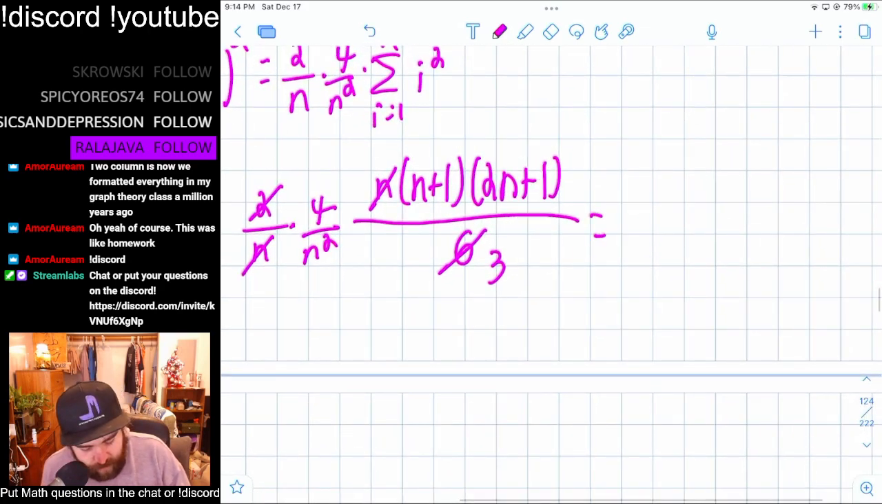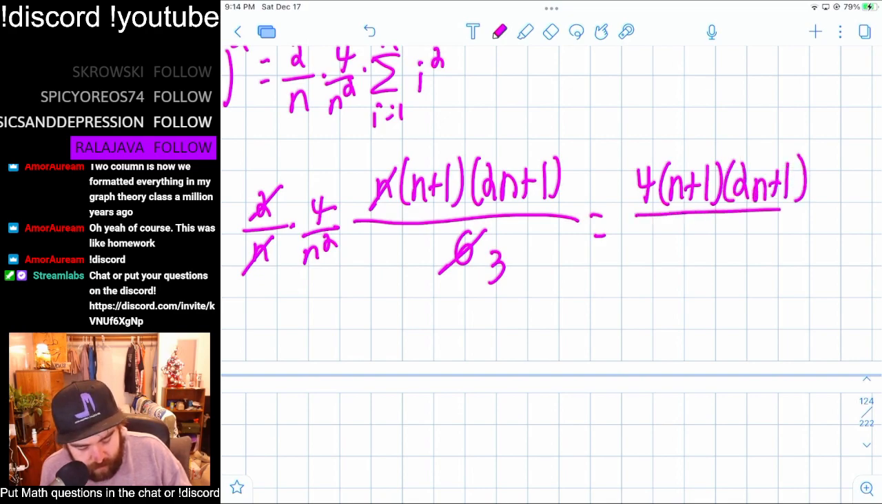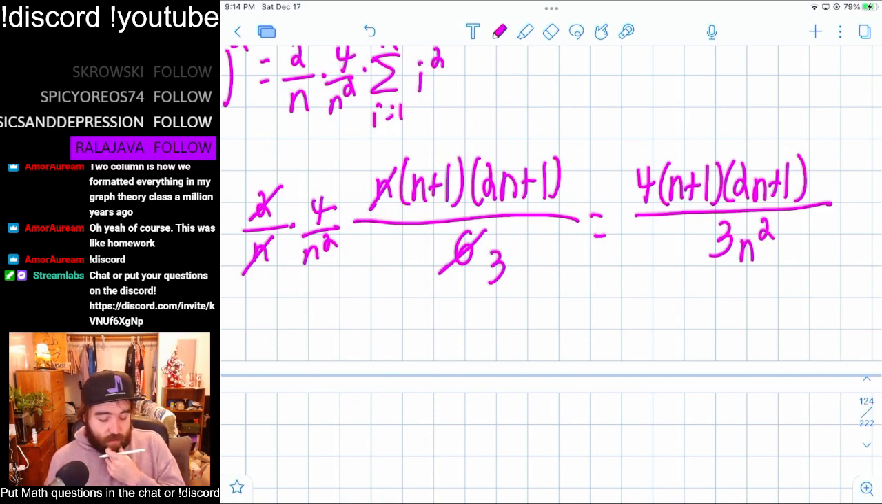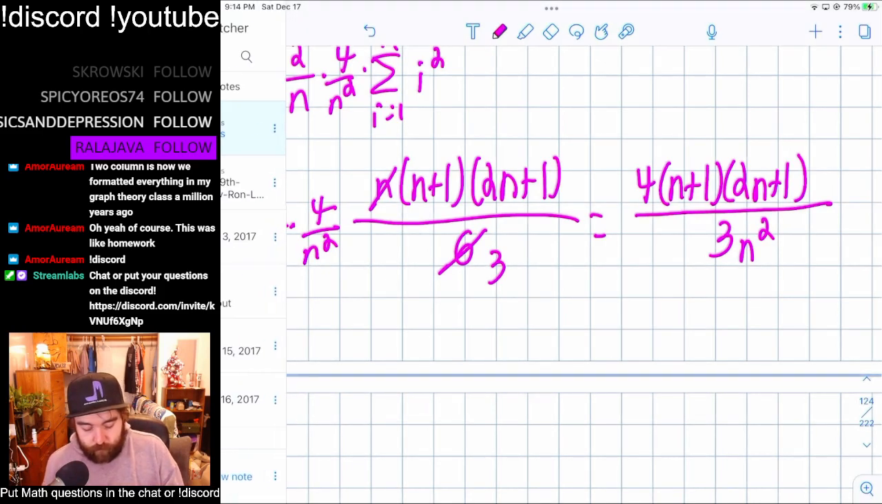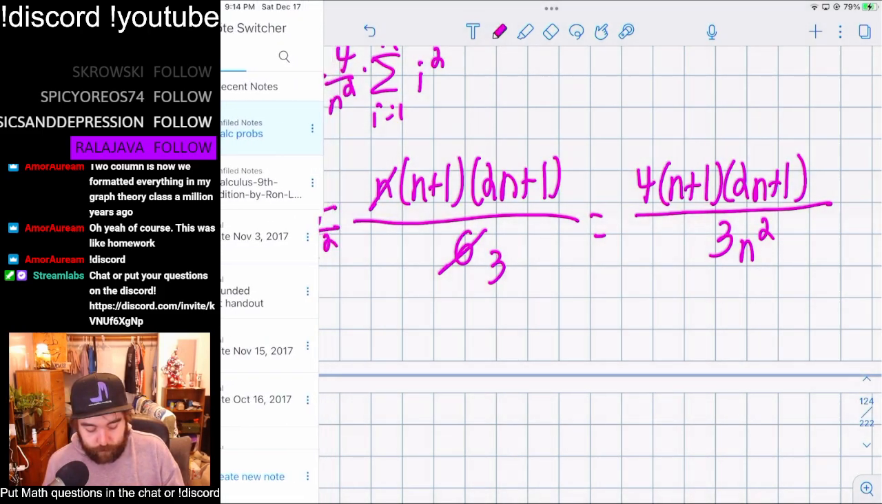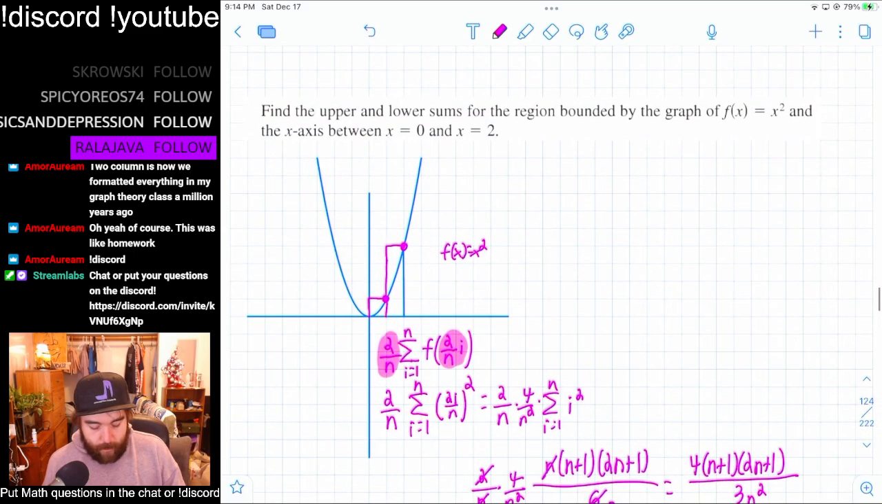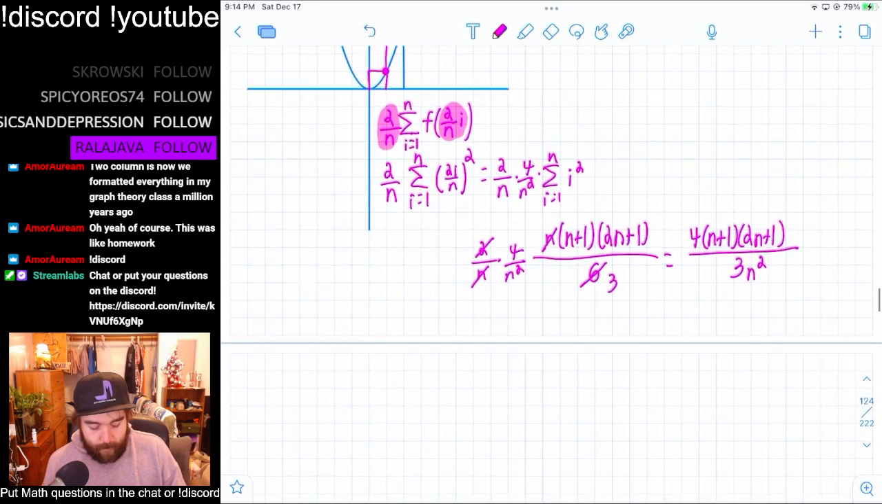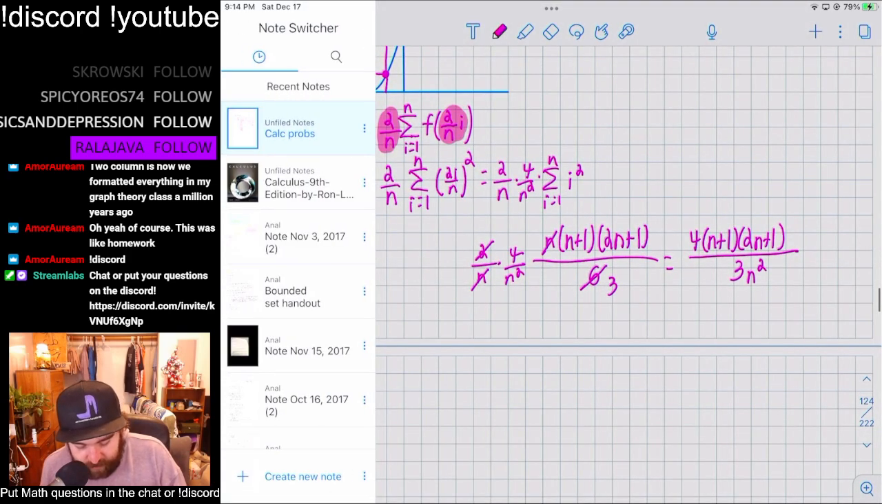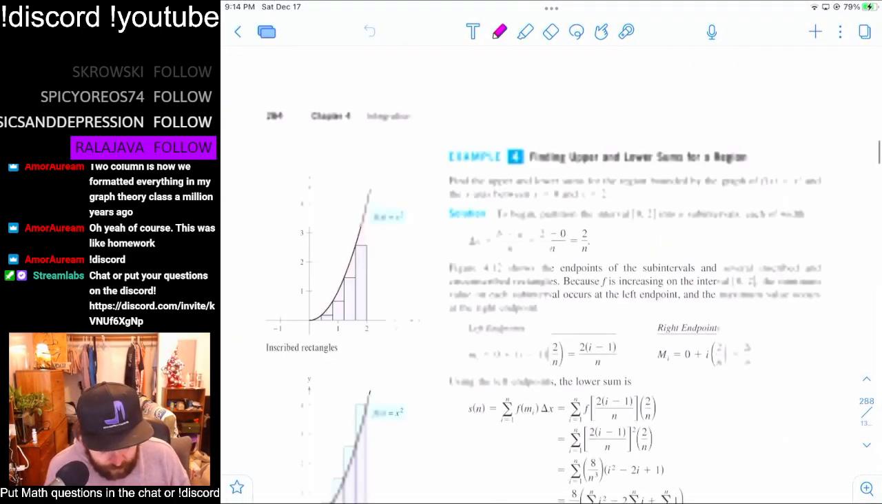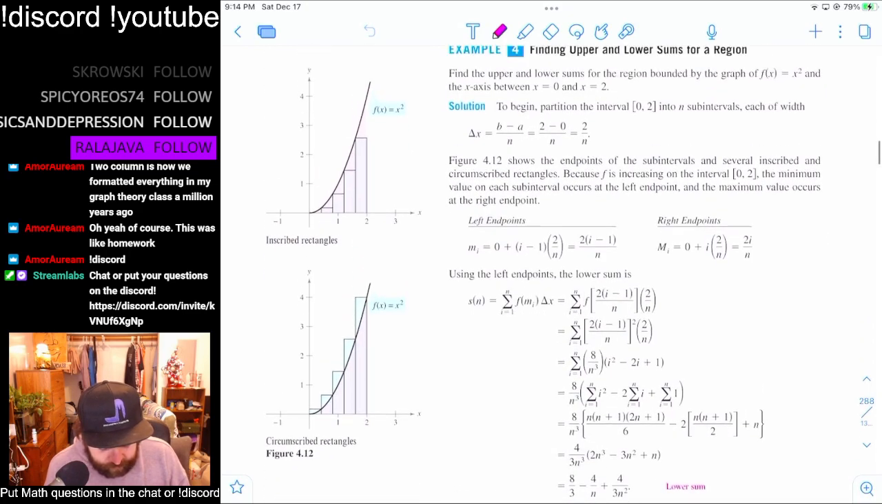So it's (4n plus 1)(2n plus 1) over 3n squared as a final answer. How do we feel about that? Not super bad, honestly. I'm not super unhappy with that answer. Let's see what they say here.